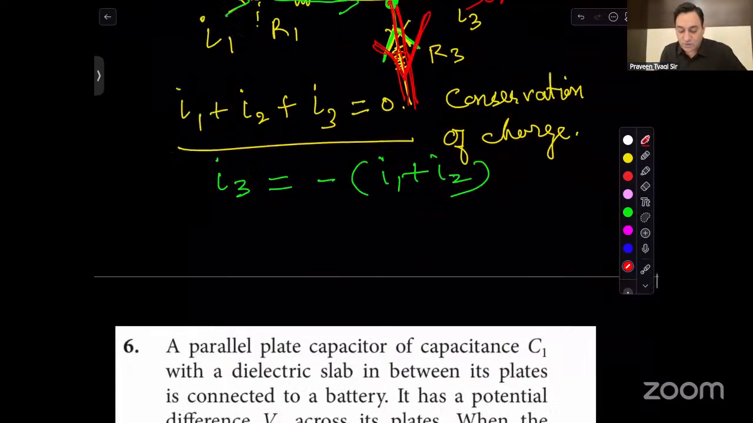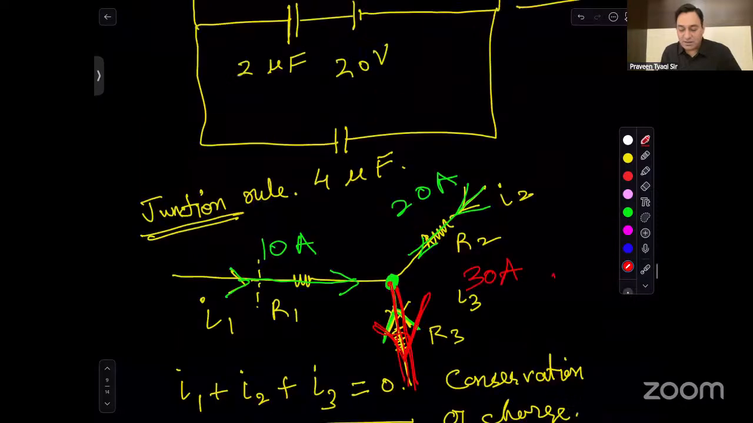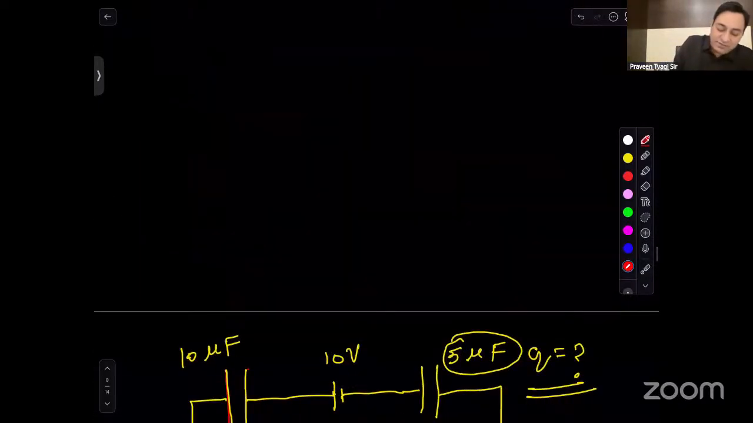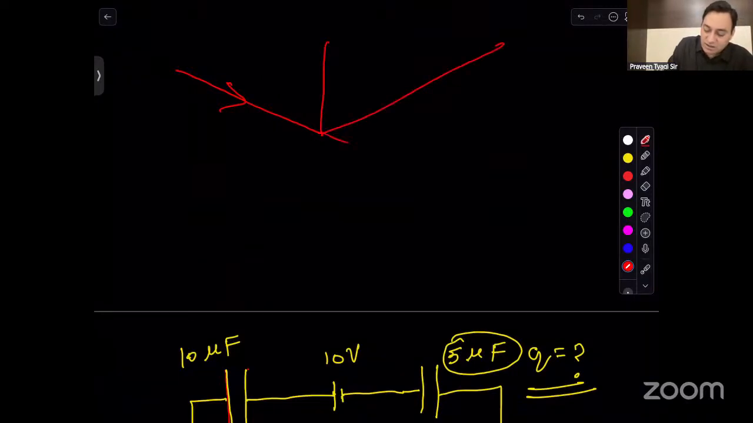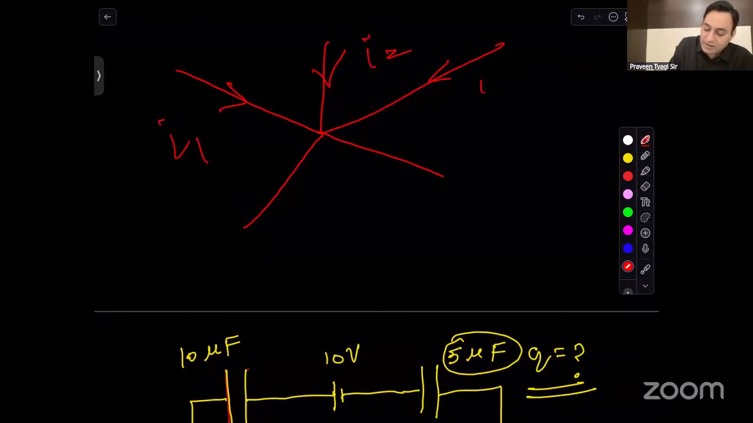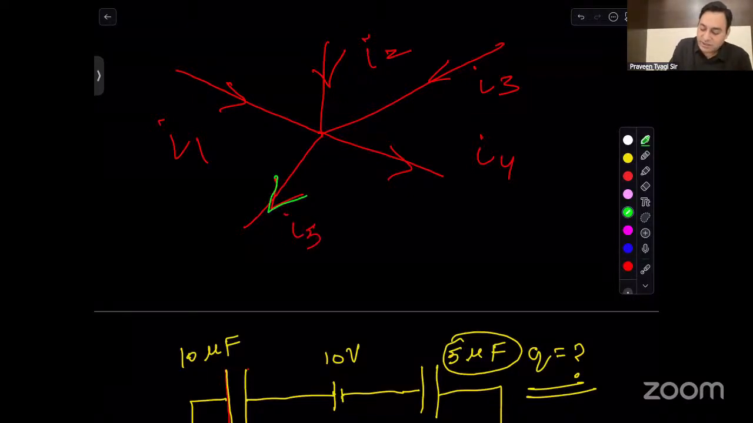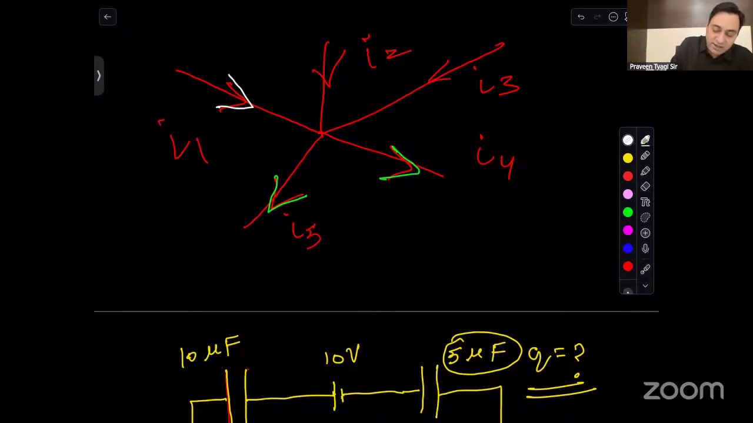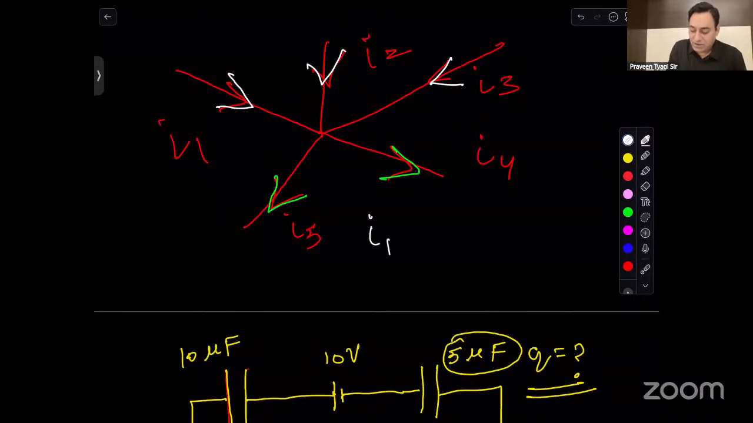So if I now want to write Kirchhoff's junction rule quickly, if there is a junction of many wires, and this is based on conservation of charge, and it has I1, I2, I3, and this is I4 and I5. You can see these two currents are leaving and these three currents are entering the junction. Now, what should be the relationship between all five of them? I1 plus I2 plus I3 is equal to I4 plus I5.